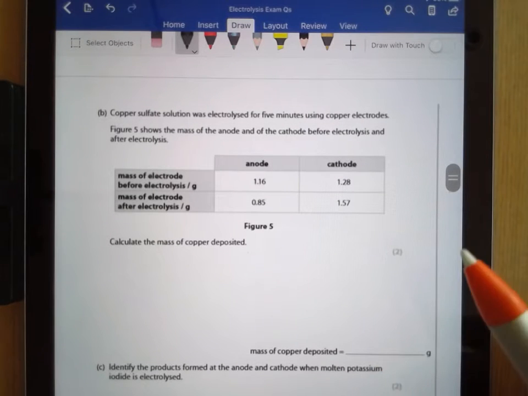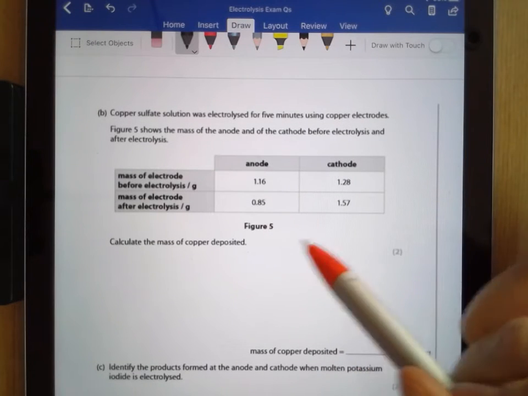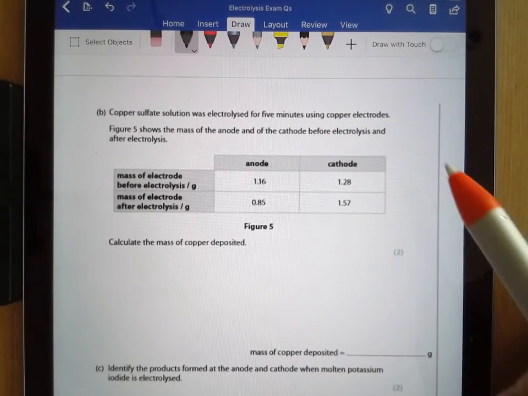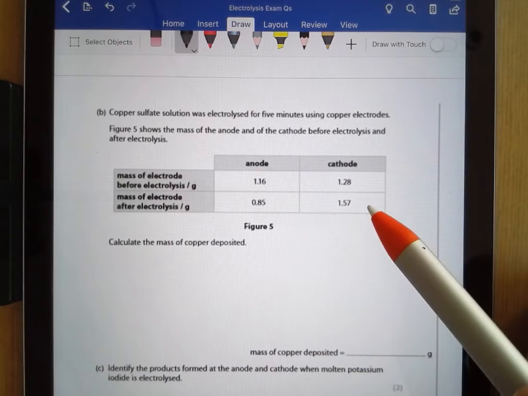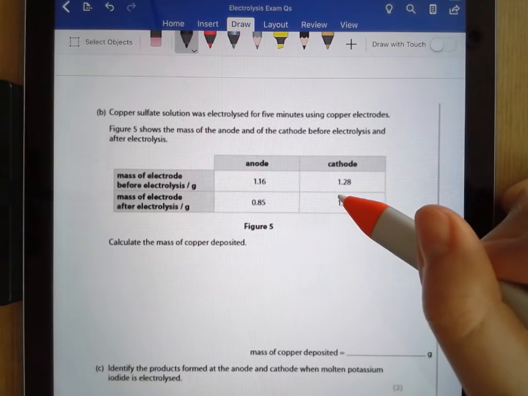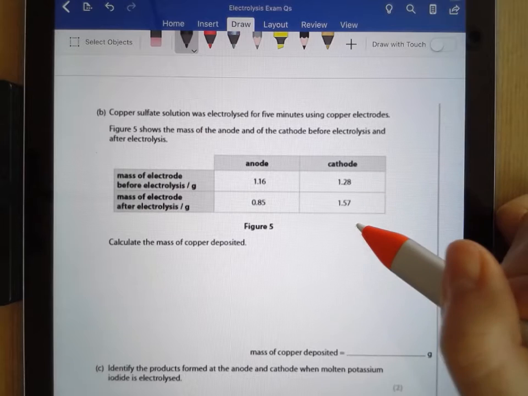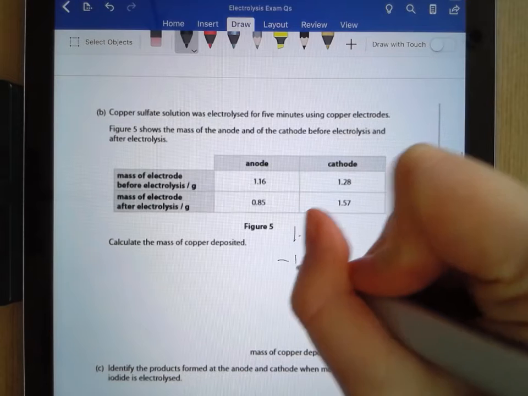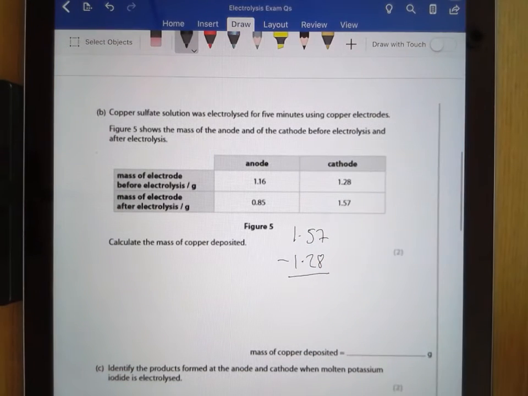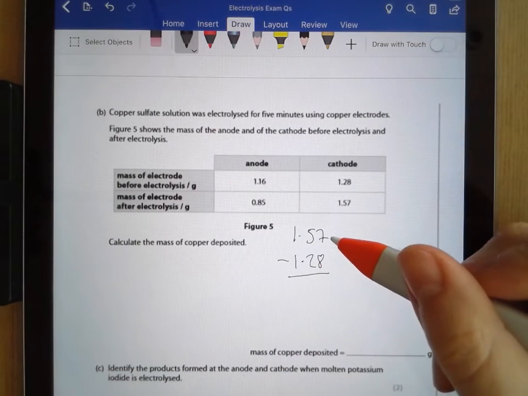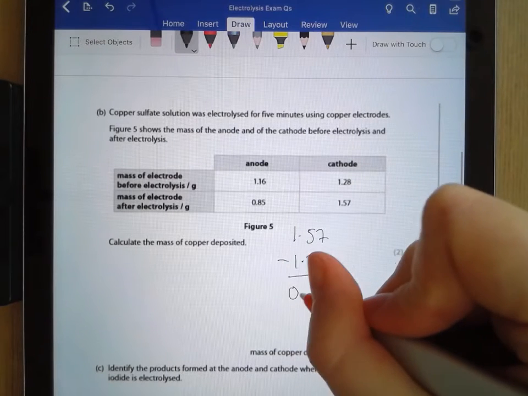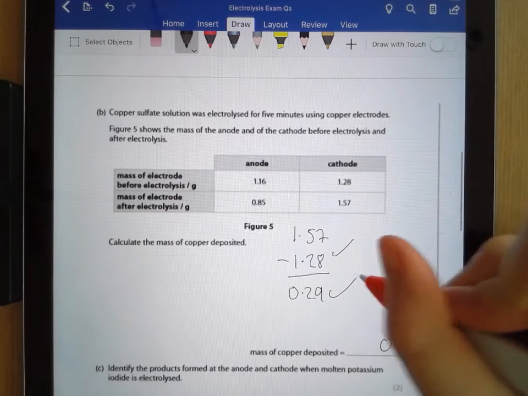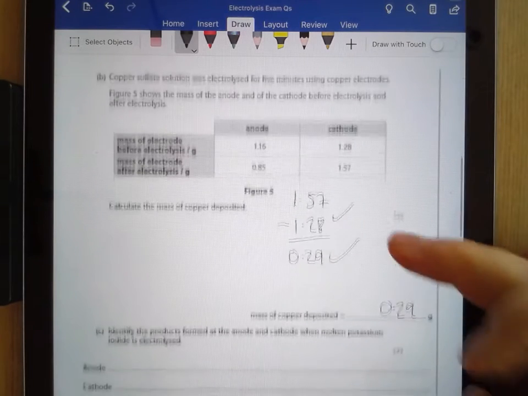In the next question, it asks you to calculate the mass of copper deposited. At the cathode, the metal always goes to the cathode and builds up around it. The cathode started off with a mass of 1.28 grams and ended with a mass of 1.57. They want to know how much copper was deposited onto the cathode. So it's 1.57, the mass at the end, minus the mass at the beginning, and that gives you 0.29 grams. You get 1 mark for showing the calculation, 1 mark for the answer. If you just gave the answer, you get 2 marks.